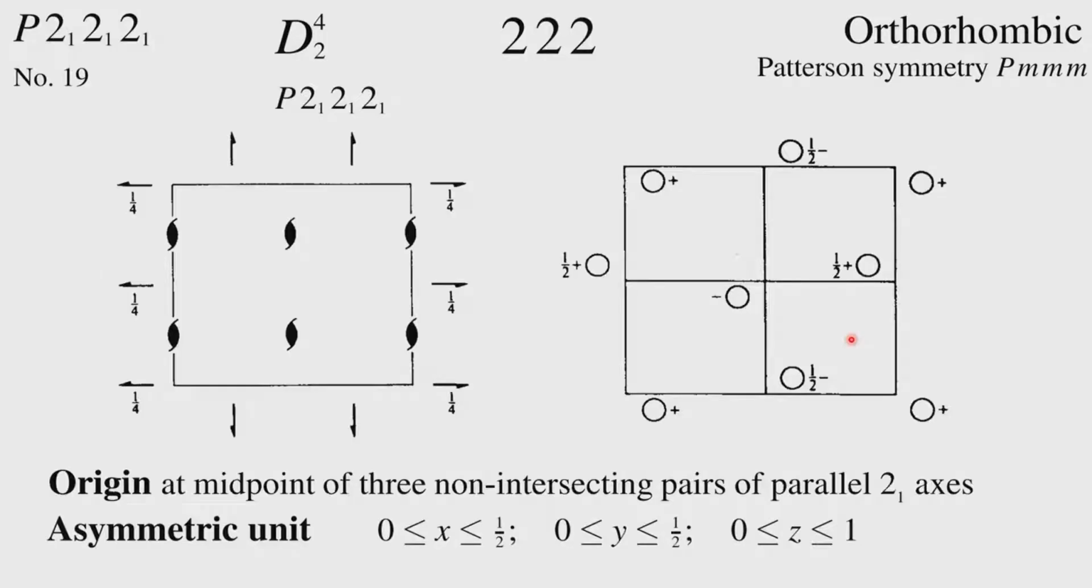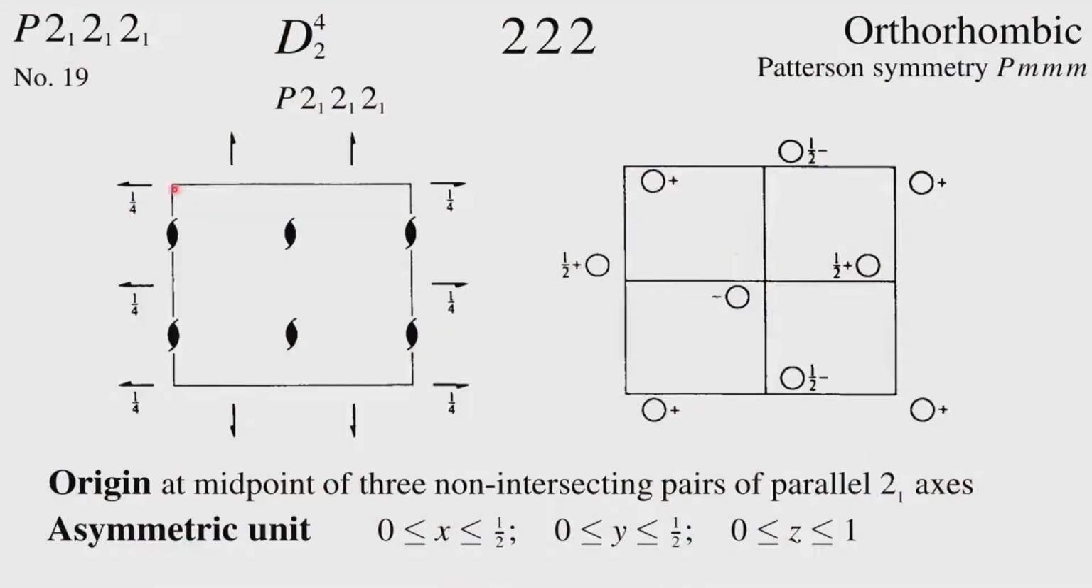Now, notice that in 21221 there is nothing at the origin, no symmetry. What I mean is there is an origin 0 0 0, but no symmetry element is associated with the origin. The symmetry elements are removed by 1/4 along this direction and 1/4 along that direction and 1/4 along that direction. So, these are the 3 2 screw axes. Again, the asymmetric unit is half along x, half along y and full along z, and what is very important is what is written here: origin at midpoint of 3 non-intersecting pairs of parallel axes.